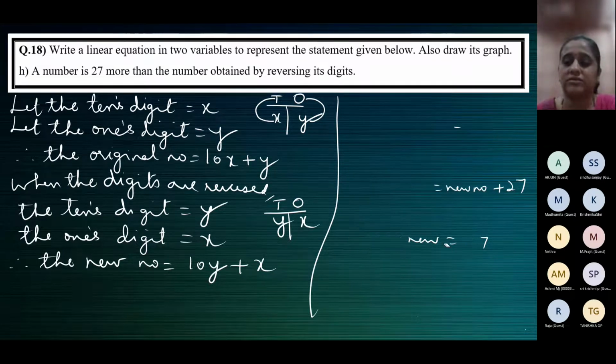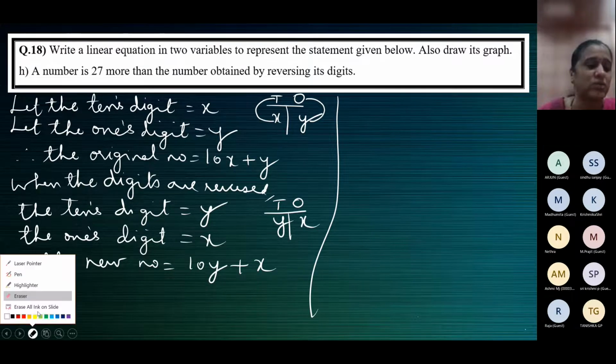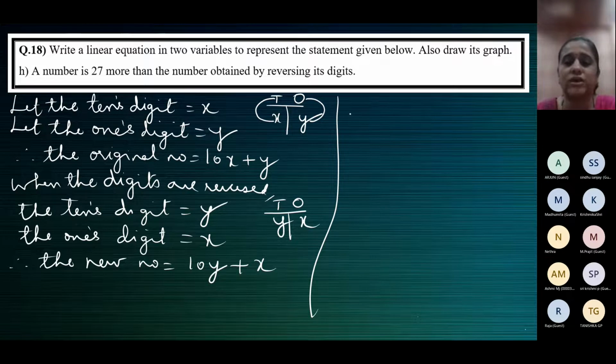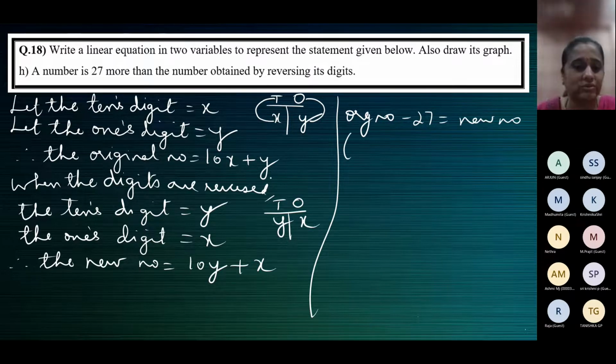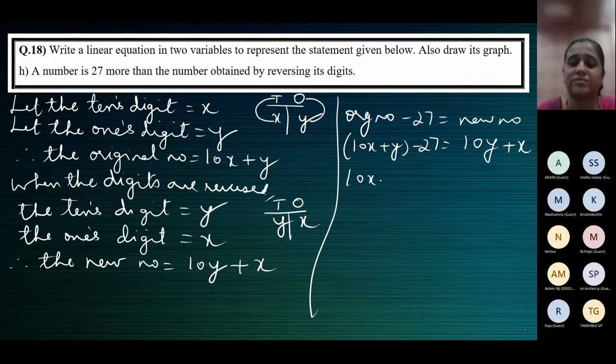So if you write like this, always write the equation in words. So if you write original number, since this is heavier, minus 27 is equal to new number. Then what should you do? Original number, you should substitute 10x plus y. Then minus 27 is equal to new number. What is the new number? 10y plus x. Now simplify this. So you get 10x plus y minus 27 is equal to 10y plus x.